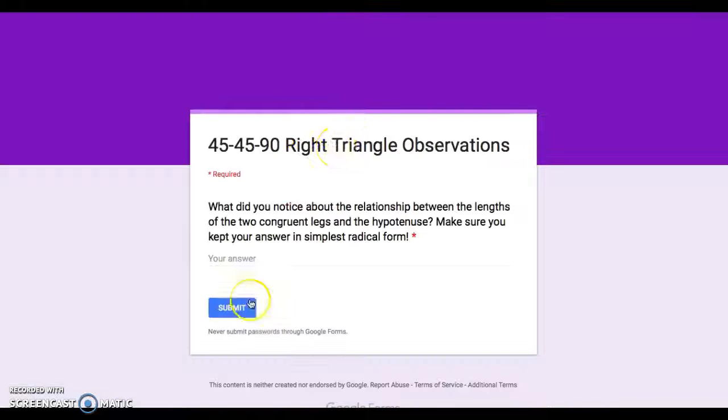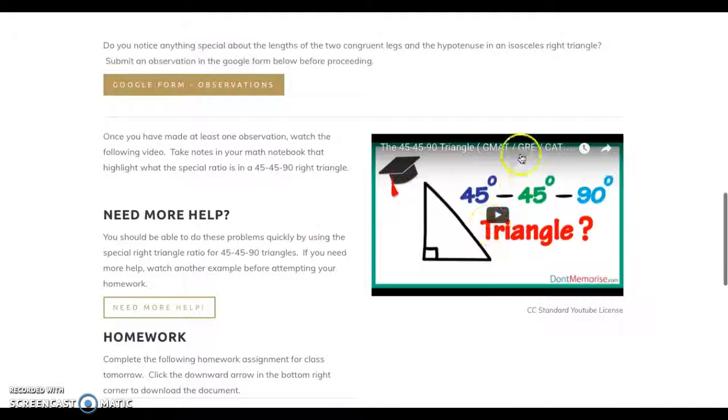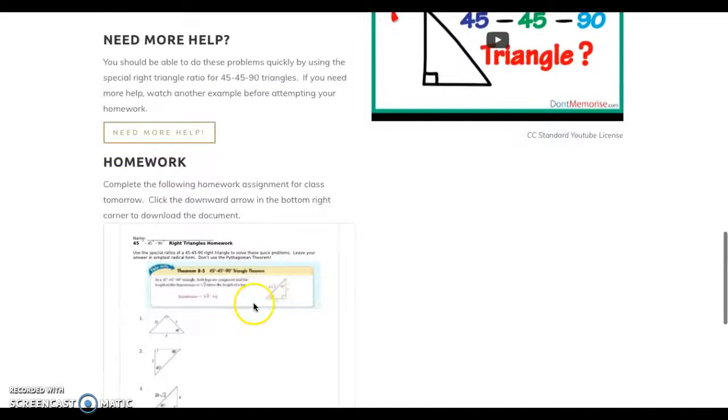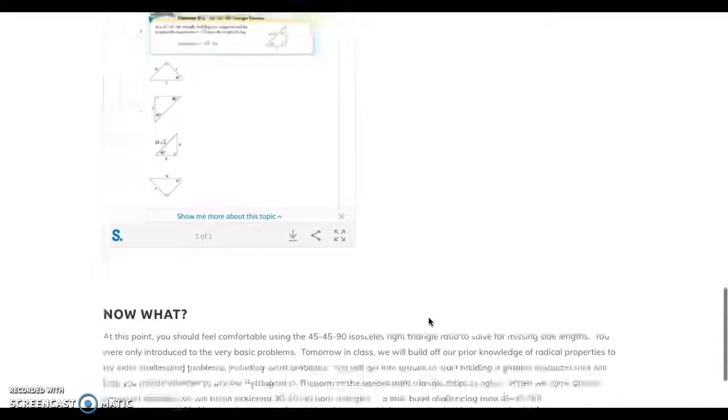Once again, a Google form will be asked for you to make any observations that you've noticed, some videos that you can watch to get a better understanding, and a short homework assignment that needs to be completed before coming to school the next day.